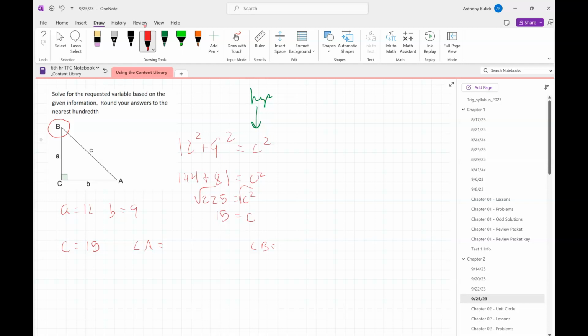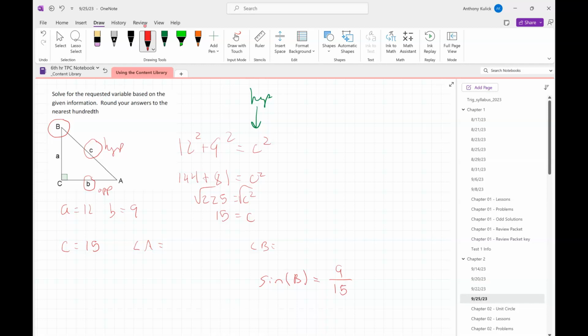Okay, so let's pick two of them. Which two do you want to use? B and C, sure. Relative to angle B, what is side B and side C? Opposite and hypotenuse. So which trig function should we be using? Sine. So we'll say sine B equals opposite over hypotenuse.